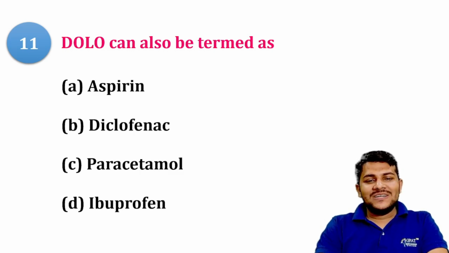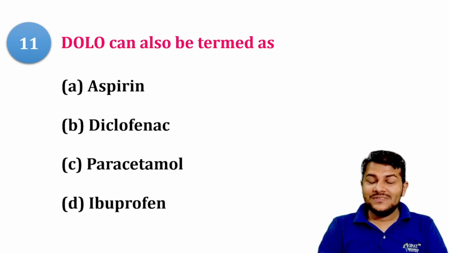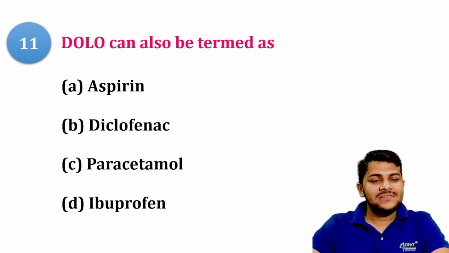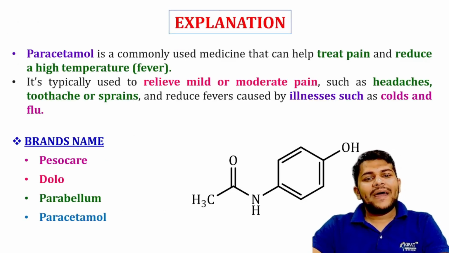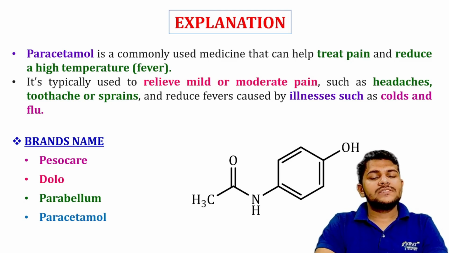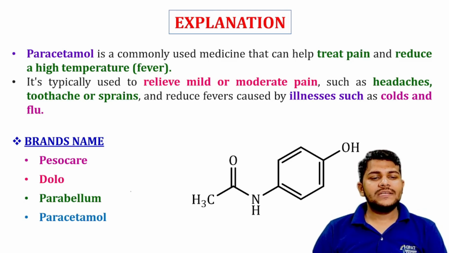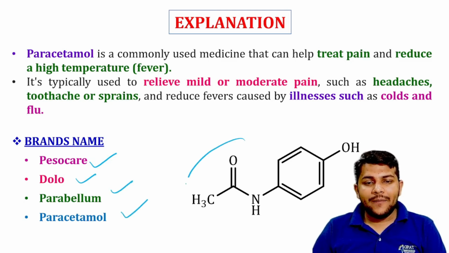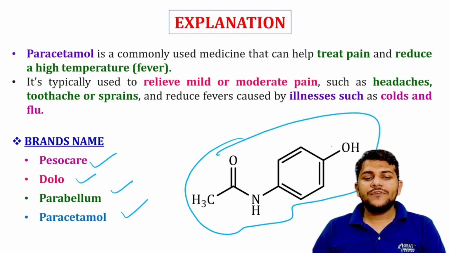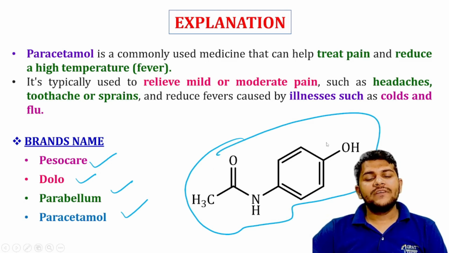Next you have Dolo. Dolo can be termed as, you know very well, paracetamol. Paracetamol is commonly used in the treatment of pain, for reducing high fever, and for mild to moderate pain, like headache, toothache or sprain. We have brands of paracetamol such as Pazocare, Dolo and Parabellum. This is the diagrammatic representation of the chemical structure of paracetamol, having a phenol ring and an acetamino group. So acetaminophen is the chemical name of paracetamol.